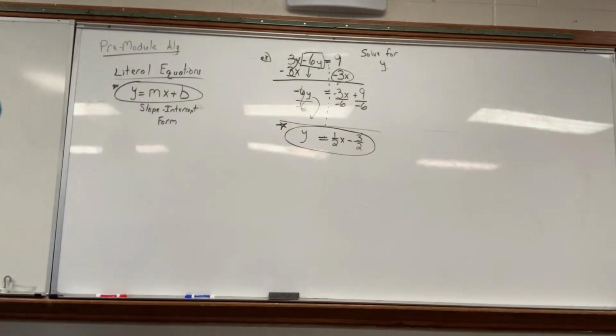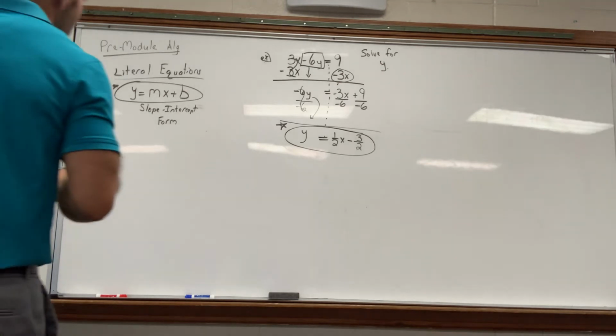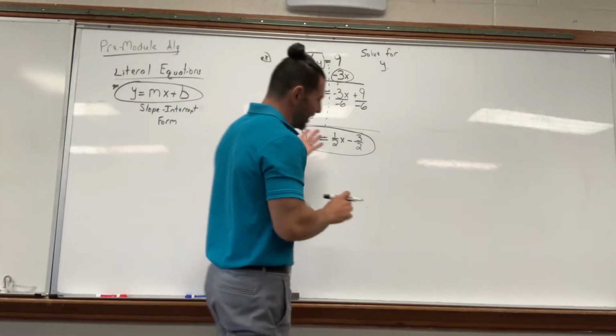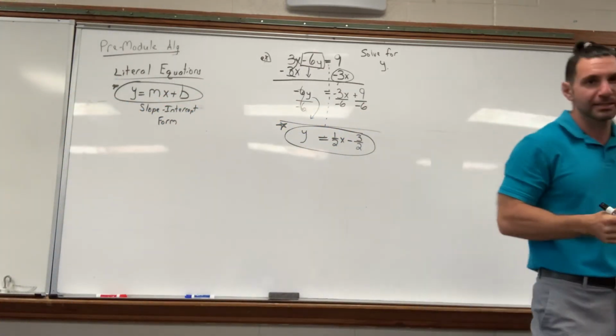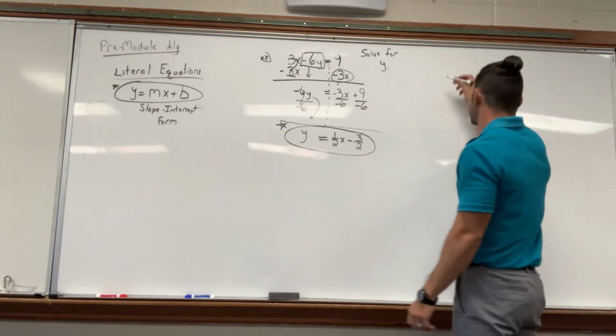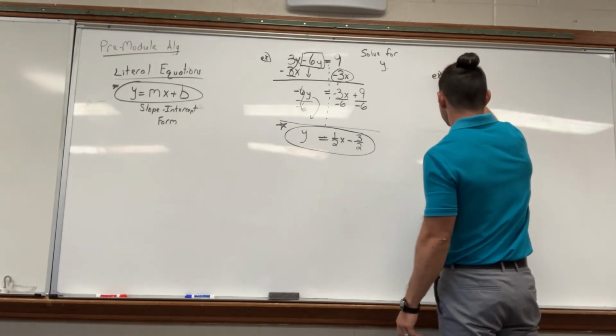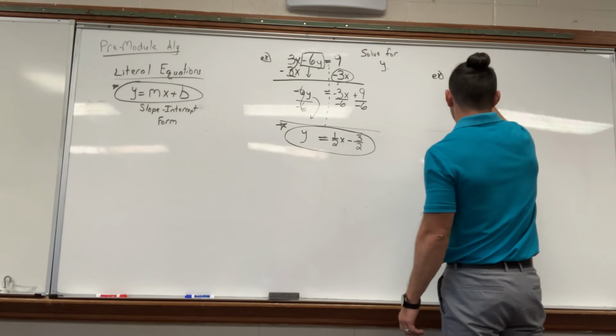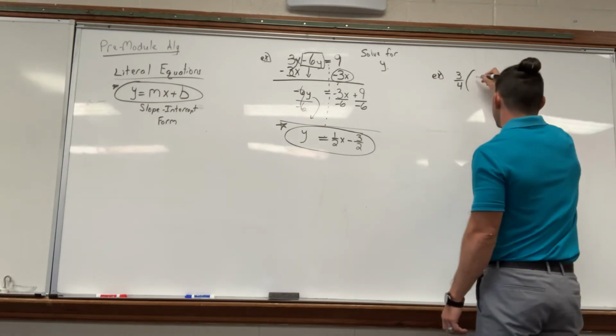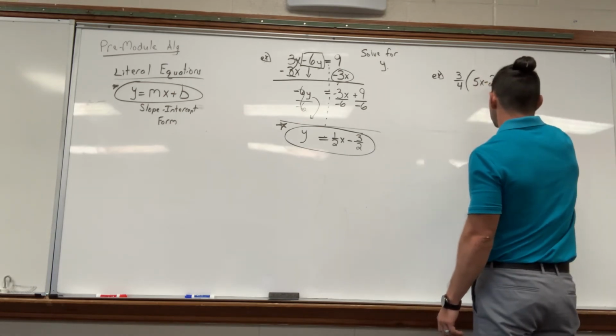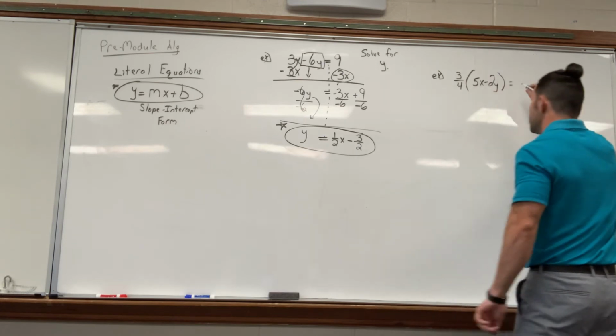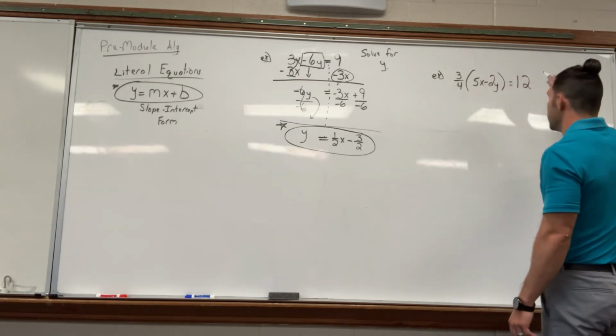Even though this lesson isn't about it, you've put that equation into slope-intercept form. The goal is to isolate the y, at least in this case, before we're isolating different letters. Let's do one more like this. Let's go. 3/4 times 5x minus 2y equals 12.